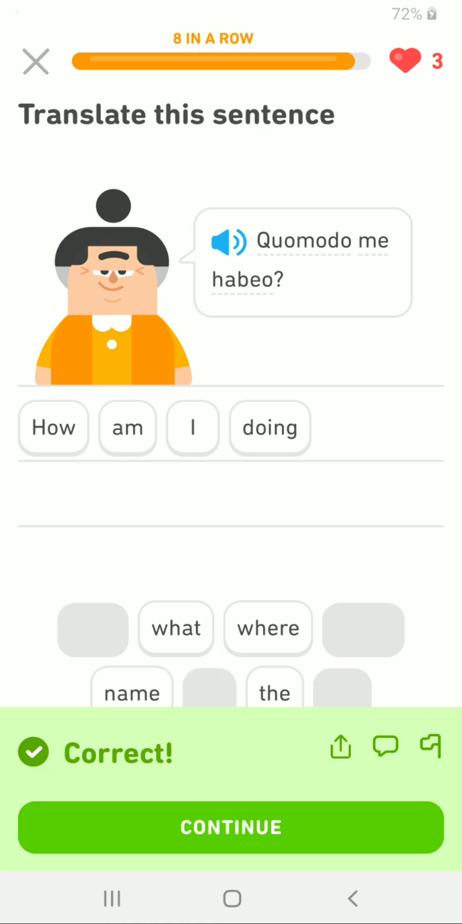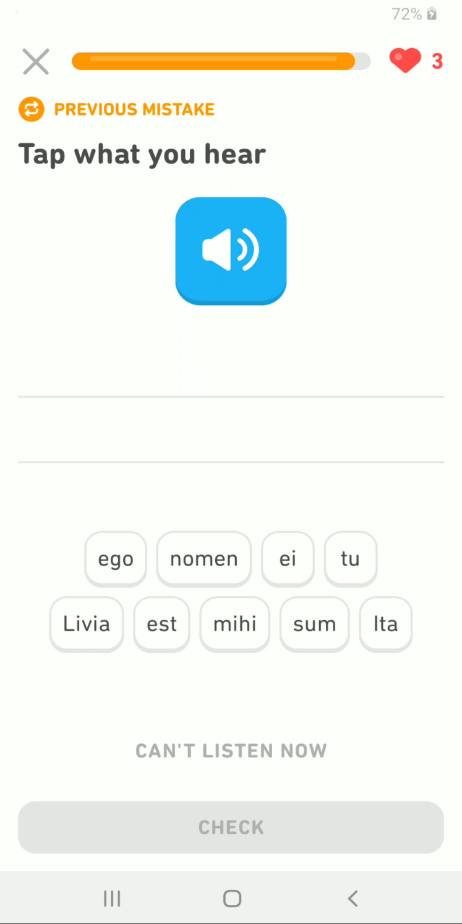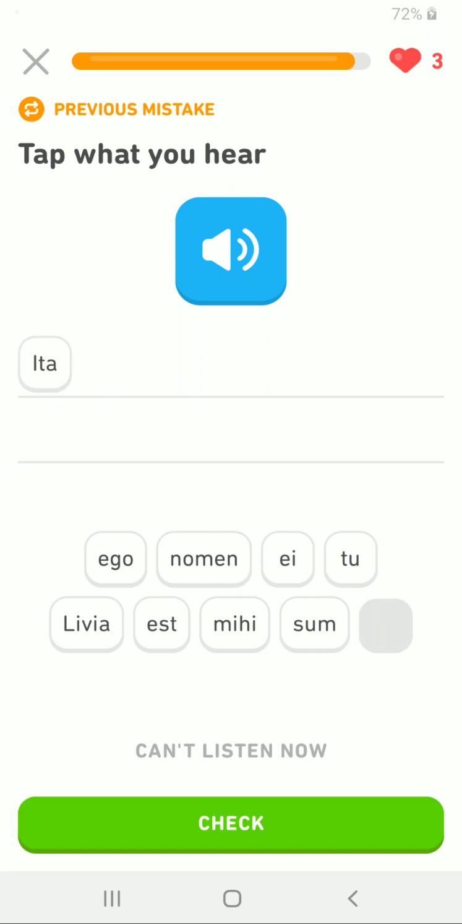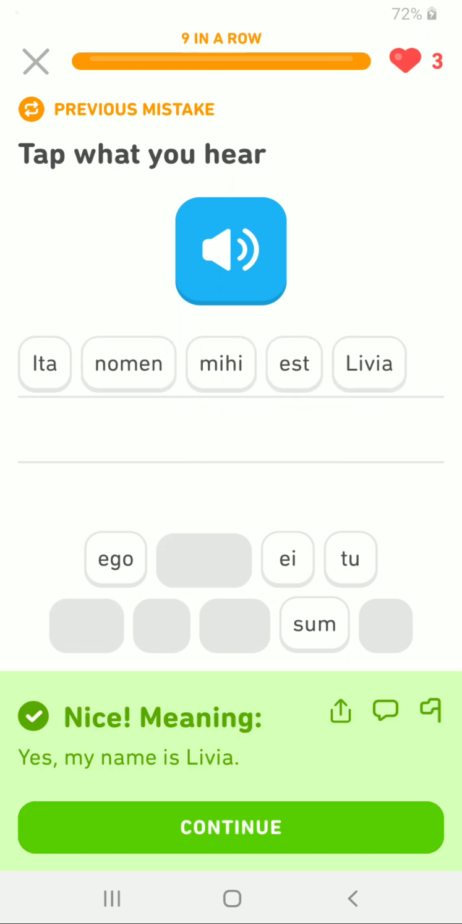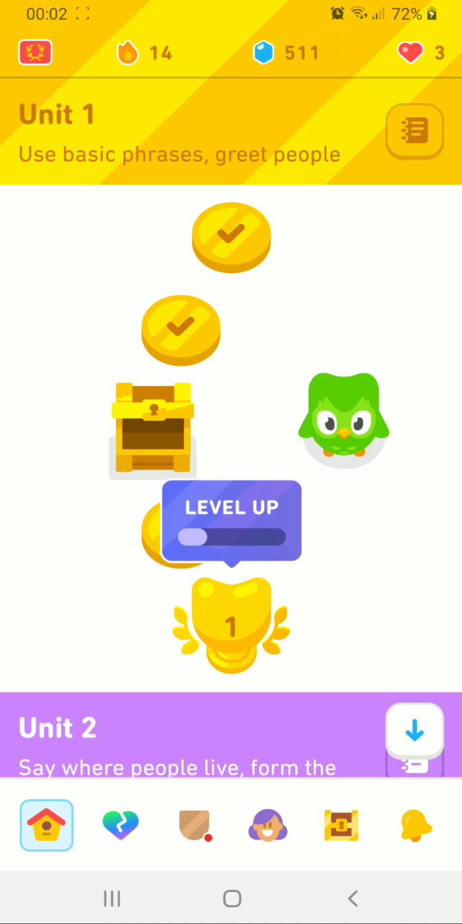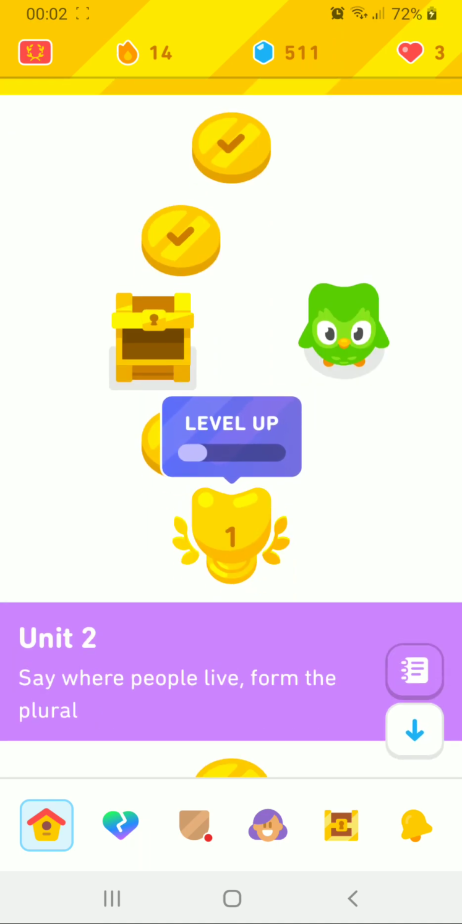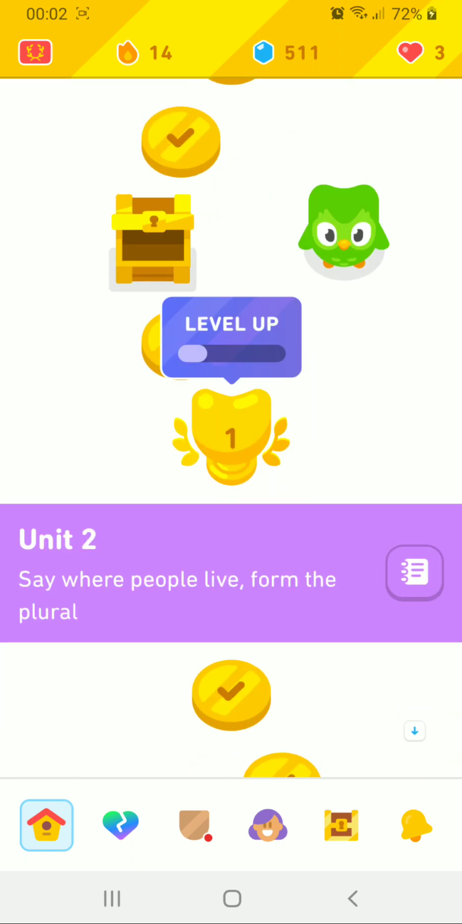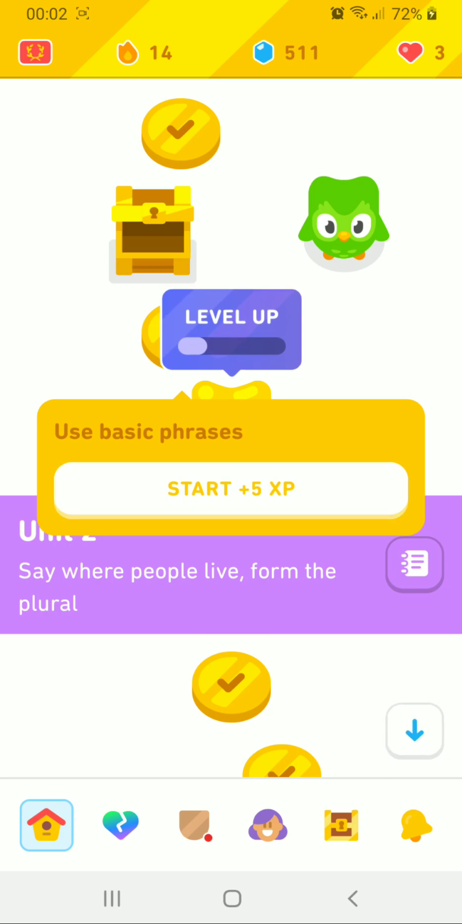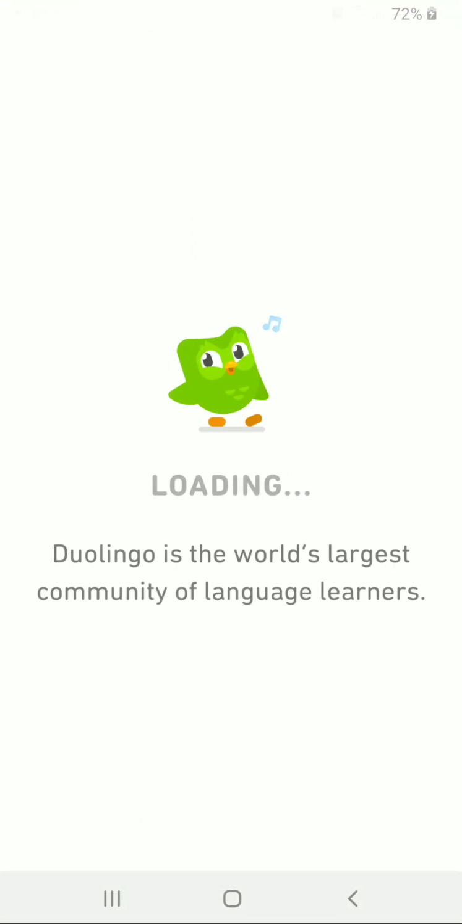And let's see if there's a hard one. Ita, nomen mihi est Livia. So my name is, yes, my name is Livia. So this is it. Let me pause. Alright, so we did the two first exercises from Unit 1. This is just a pure repetition. And we're going to move to the third one, and then we will start with Unit 2.